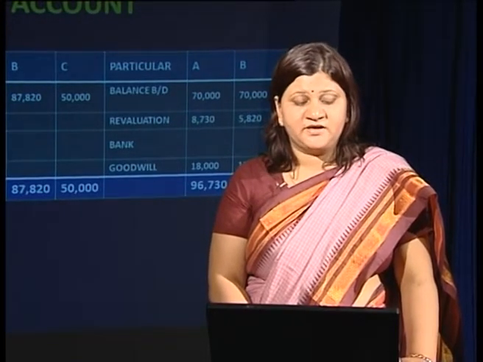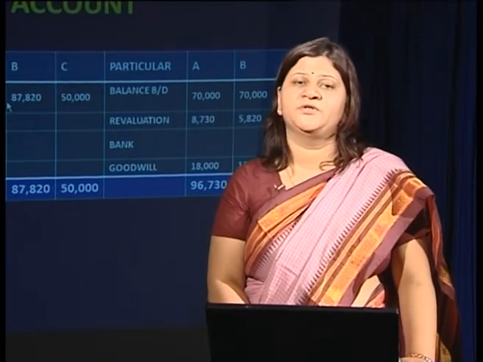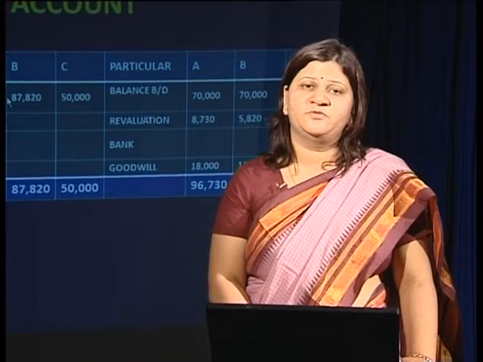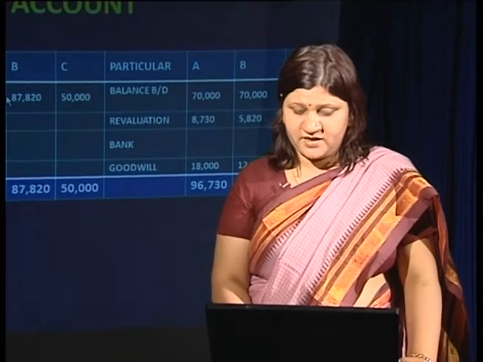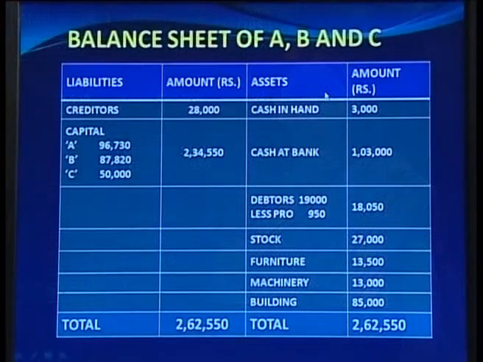So these capital account balances are to be written in the balance sheet which we are going to prepare. So our next step would be the preparation of the balance sheet of A, B and C. This balance sheet is for the reconstituted or new firm which is being reconstituted at the time of the admission of C. So let us see the liability side first. The creditors have remained same and it amounts to 28,000.